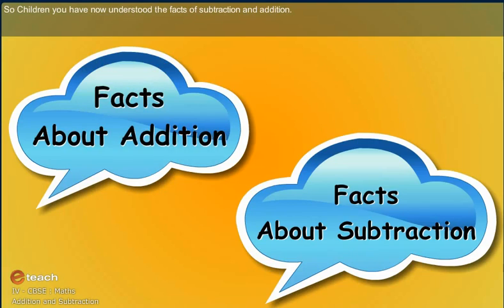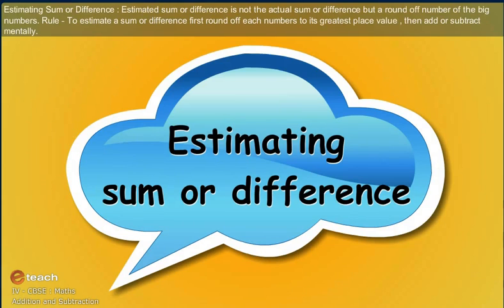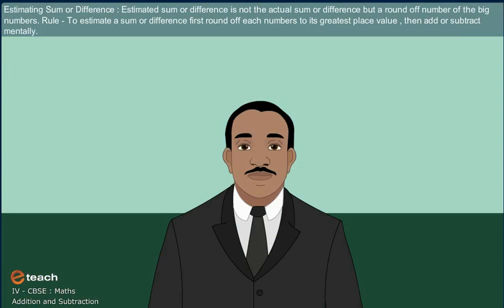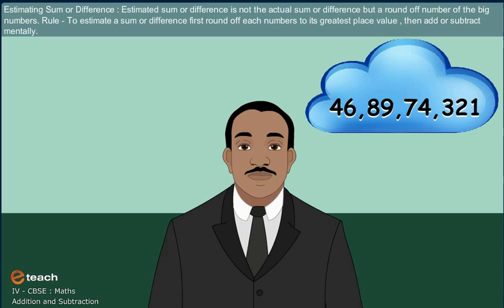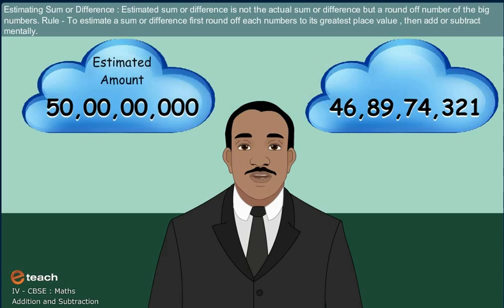So children, you understand about the facts of subtraction and addition. Estimating sum or difference. An estimated sum or difference is not the actual sum or difference, but is found using rounded-off numbers of big numbers.